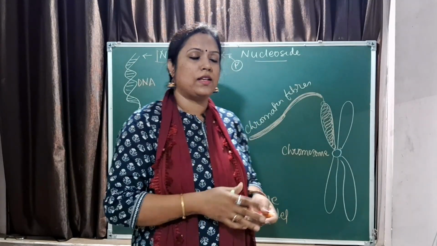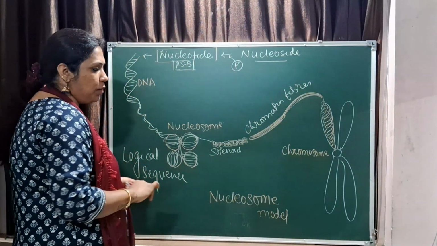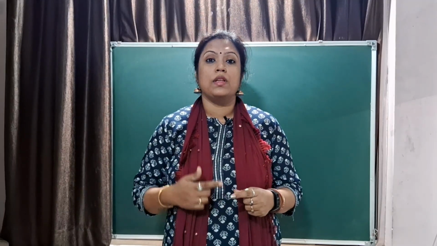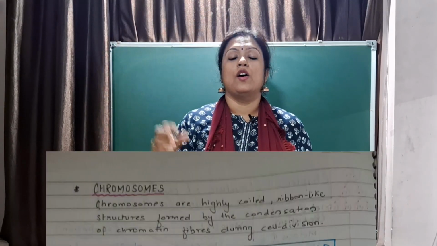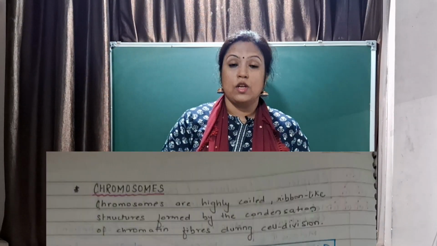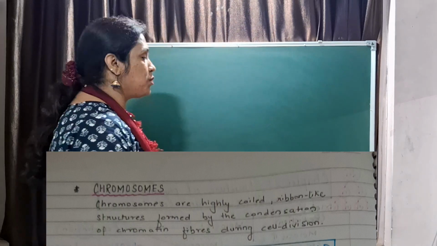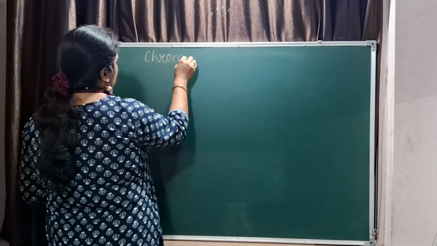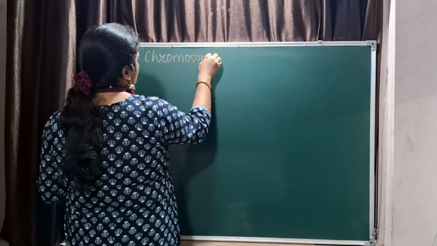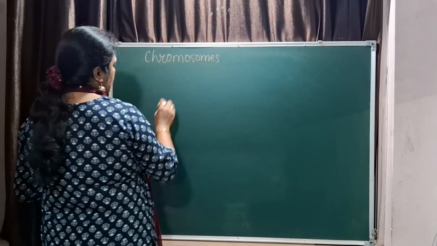So let us move to the next topic. Before that, let me clean the board. We have understood DNA. Now DNA is forming the nucleosome, nucleosome the solenoid, solenoid the chromatin fibers, and chromatin fibers finally forming chromosomes. So what are chromosomes? I want to discuss the types of chromosomes. Chromosomes are of two types.